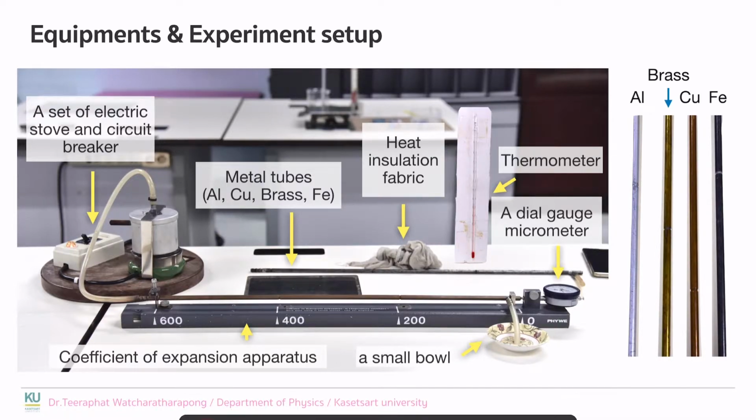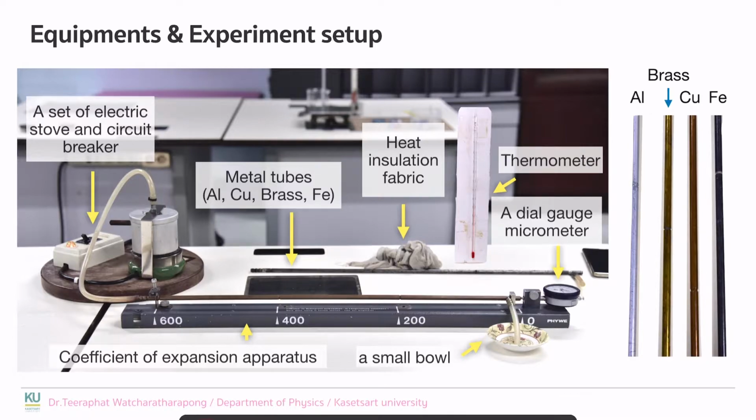Okay, now let's move to the equipment and experimental setup for this experiment. In this figure, you can see the equipment that we need and how we set it up. So let's talk about the first one, which is very important. It is the metal tube.